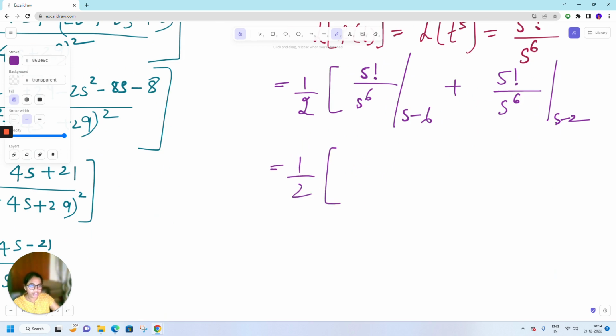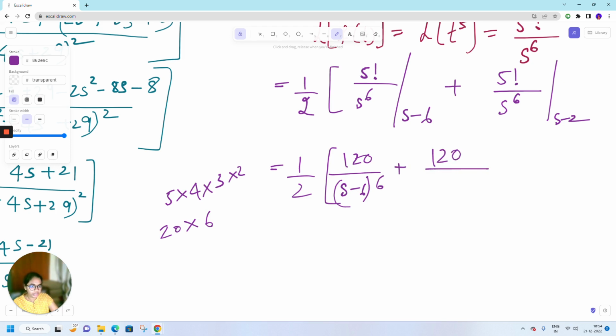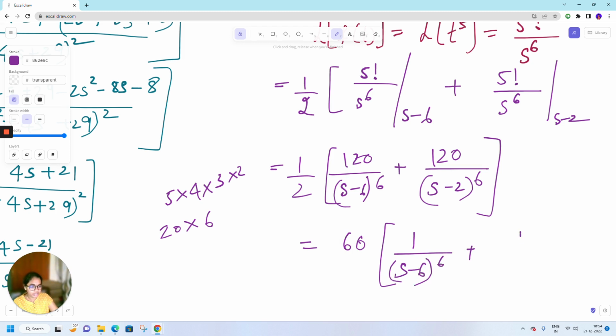Half, what is 5 factorial? It is 5 into 4 into 3 into 2. 5 4s are 20, into 3 2s are 6. So that would be 120 divided by s minus 6 whole power 6, plus 120 divided by s minus 2 whole to the power 6. You can take out 120 common and divide it with 2. You would get 60 into 1 divided by s minus 6 whole power 6 plus 1 divided by s minus 2 whole to the power 6.